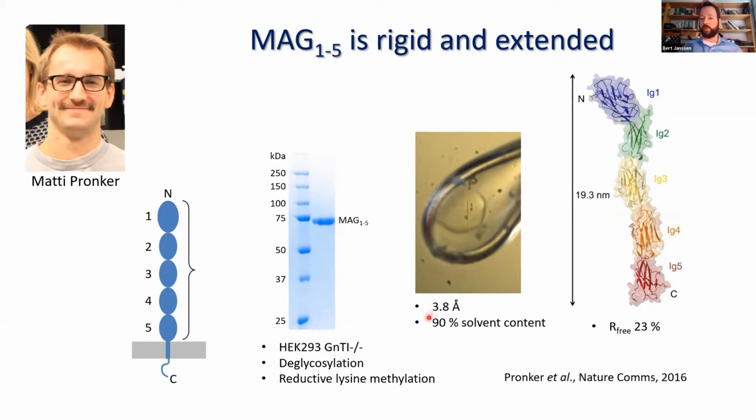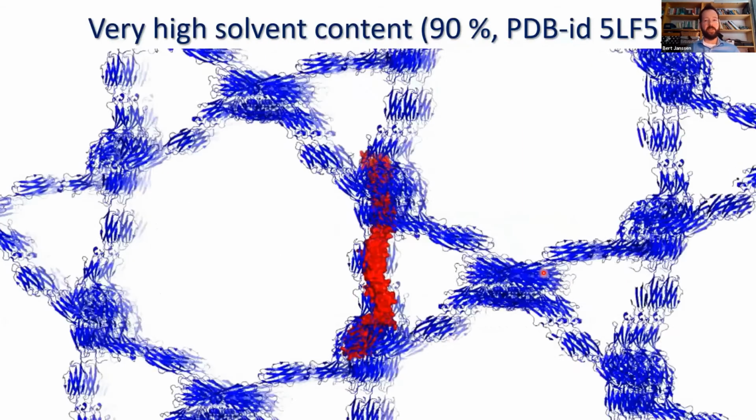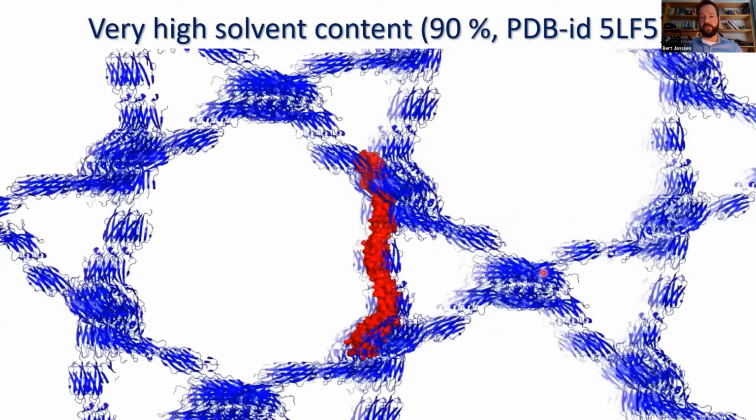The reason for this is probably that they have a very high solvent content, and I'll show you in the next slide what that looks like. It's very high. It's only a handful of structures that have such a high solvent content. He solved the structure, and that shows that it consists of five Ig domains which are interacting. It's a fairly extended molecule. So the packing of a crystal with 90% solvent looks like this.